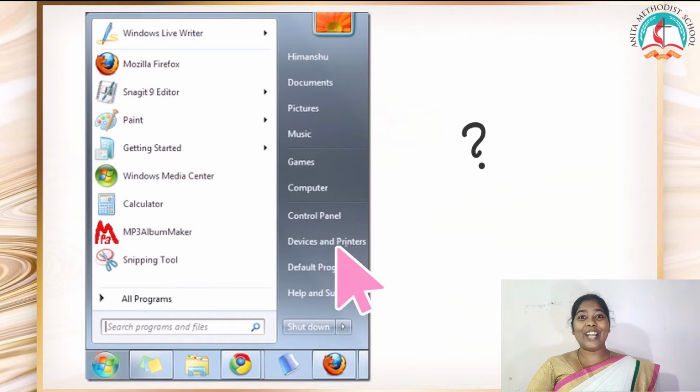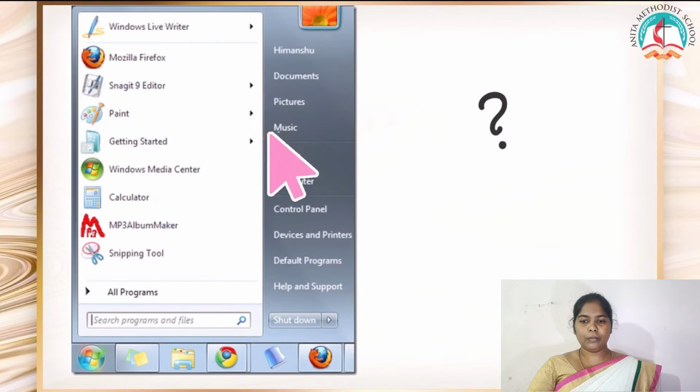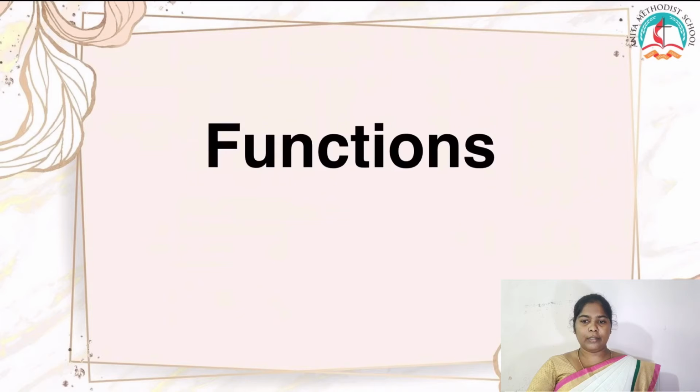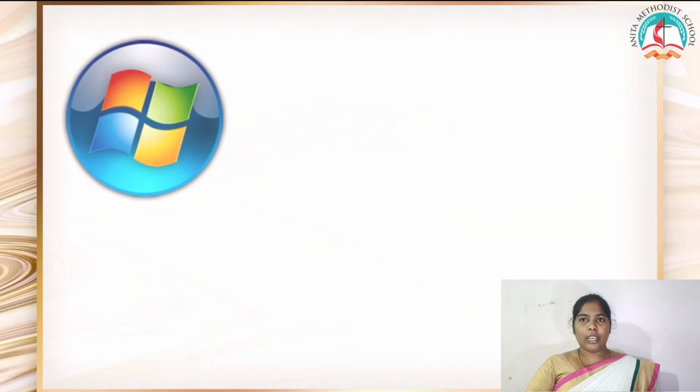So what is this? Control panel. We will see why we have the control panel in the start menu. What is this? We are pointing to an arrow; that is the paint application. We will see how the paint application is useful for us and how to open an application. These are the functions. So what is this? In the beginning I taught you what this is: the start button.